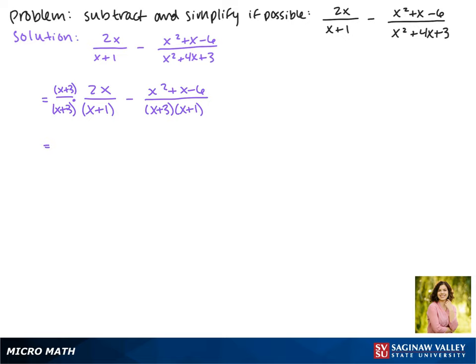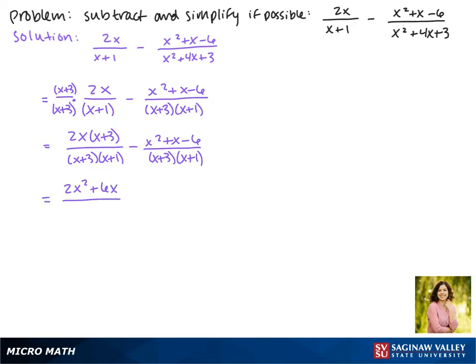This gives us 2x times the quantity x plus 3 over x plus 3 times x plus 1, minus x squared plus x minus 6 over x plus 3 times x plus 1. We'll leave the denominators factored so that it's easier for us to cancel later on. In the numerator, we'll distribute that 2x, making it 2x squared plus 6x over x plus 3 times x plus 1. And the second term stays the same, x squared plus x minus 6 over x plus 3 times x plus 1.